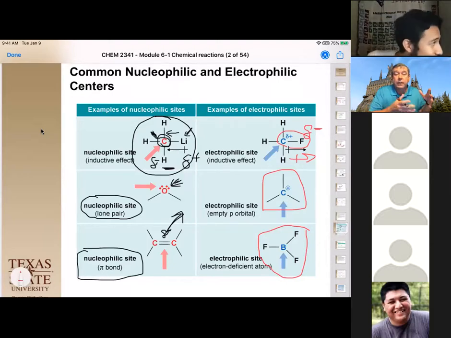Nucleophiles are looking for positive charge, meaning they have excess electrons or lone pairs. Electrophiles are partially positive or positive charges, or are electron deficient and are looking to fill that deficiency with electrons from somewhere else.